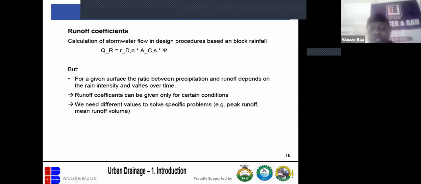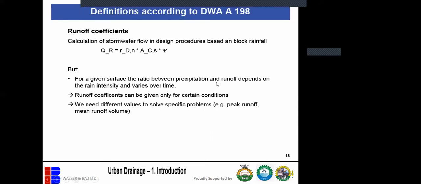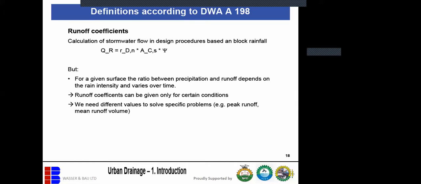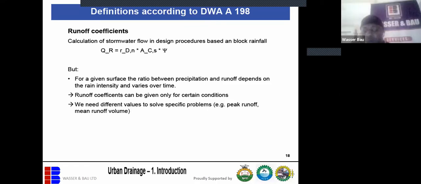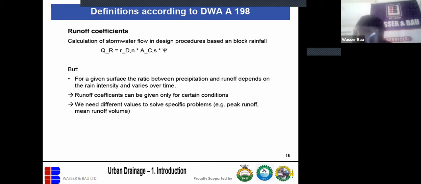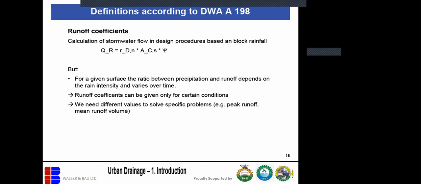For a given surface, the ratio between precipitation and runoff depends on the rain intensity, and it varies over time. The runoff coefficient can be given only for certain conditions. We need different values to solve specific problems: peak runoff, mean runoff, and the rest of them.